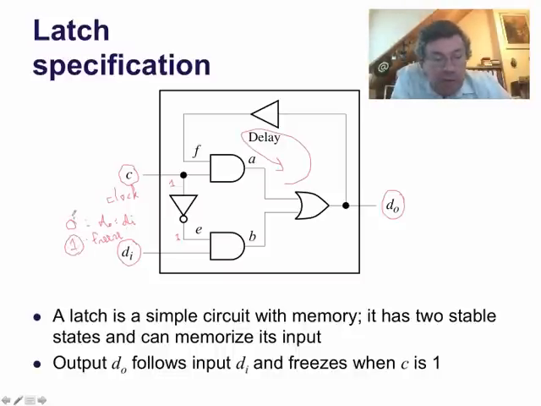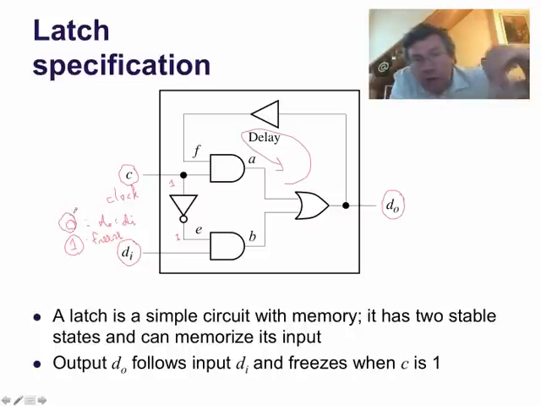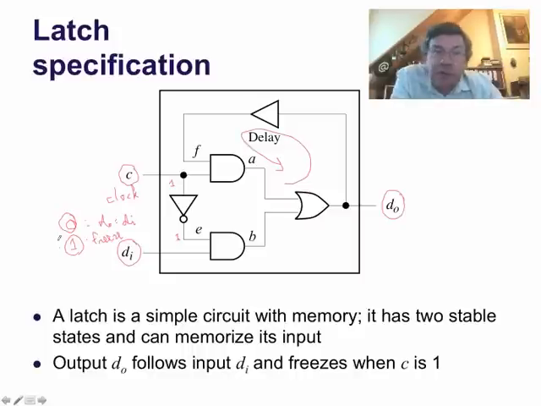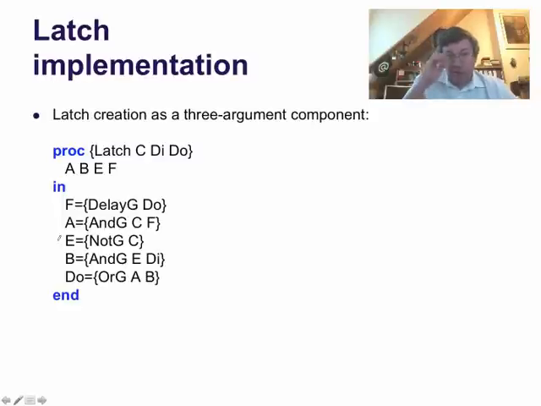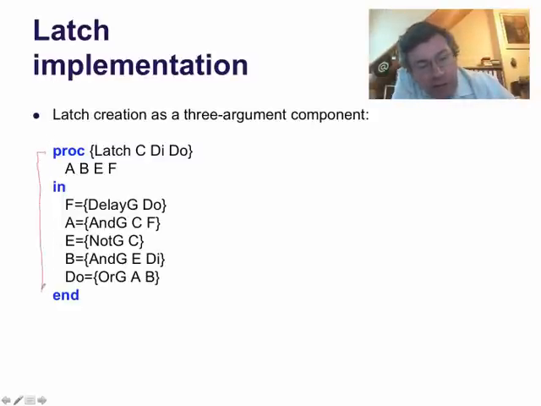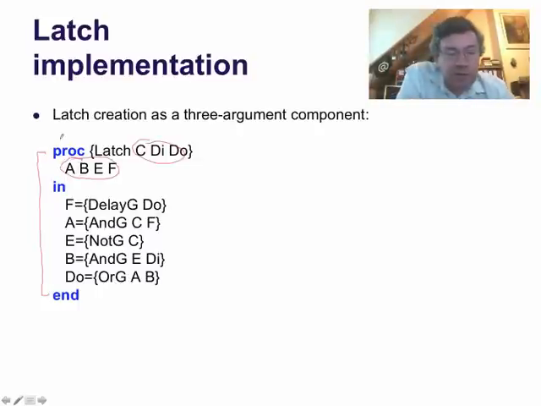If we bring the clock back to 0, then the output will again track the input in the same instant, and when we bring it to 1, it will freeze into the value of the previous instant. Okay? We can implement this now in a simple way as a component. Notice the similarity in the form of this with the full adder. We have a procedure with 3 arguments. These are the 3 visible wires and 4 internal wires that are not visible from the outside. We have a delay gate, an AND, a NOT, an AND, and an OR gate.